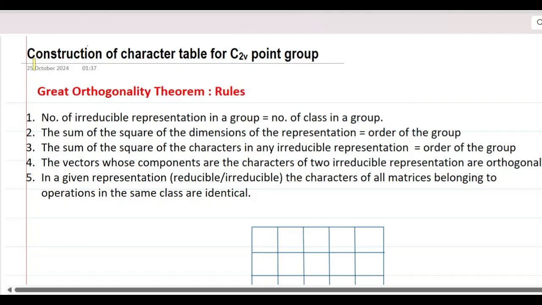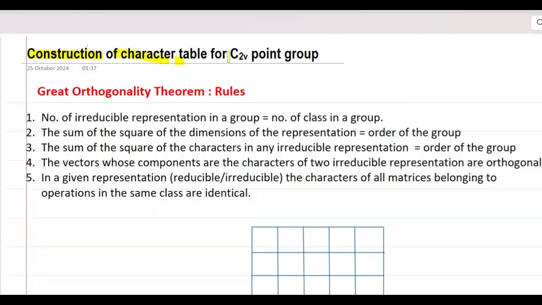In this presentation, let us discuss the construction of the character table for the C2v point group. In the previous presentation, we had already gone through the great orthogonality theorem and its applications. The mathematical statement of the theorem was discussed, and out of that, 5 rules were derived, which, as was said, are going to help in the construction of the character table. A recap of all the 5 rules is given here.